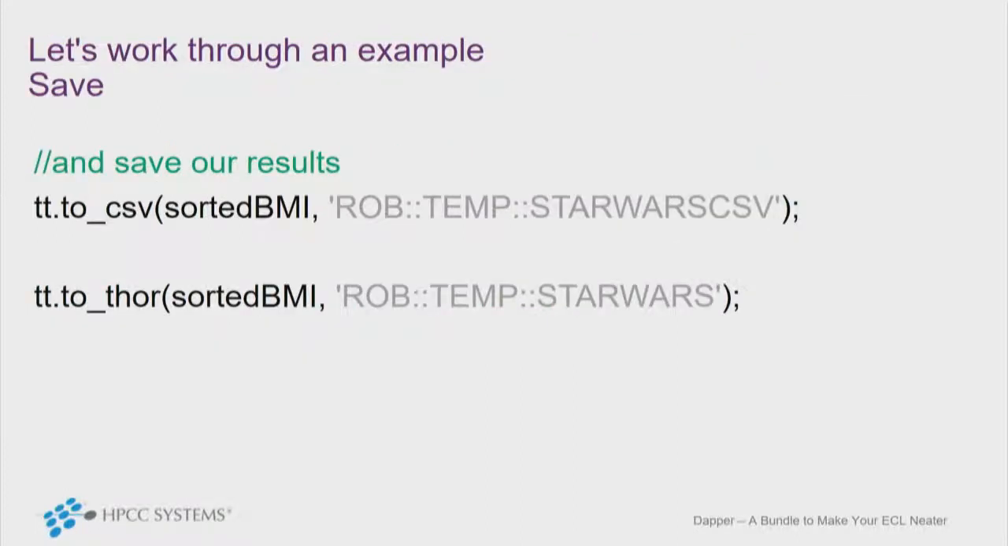I like this, so I'm going to save it. I'm going to use tt.toCSV to save a standard formatting CSV, and toThor to save a Thor file. Again, removing all the extra commas and brackets and commands and things. It will even take expire if you fancy giving it expire as well.